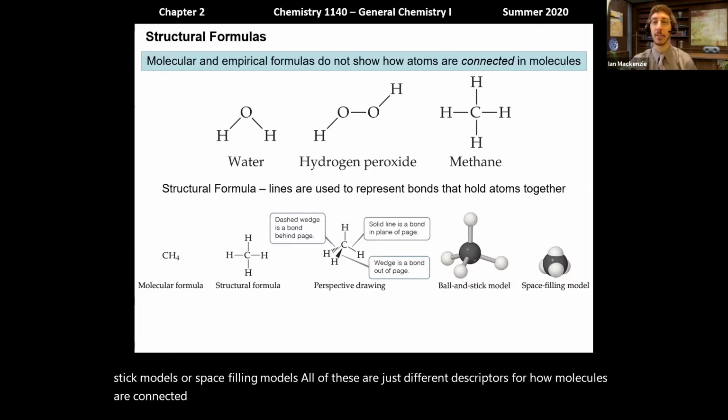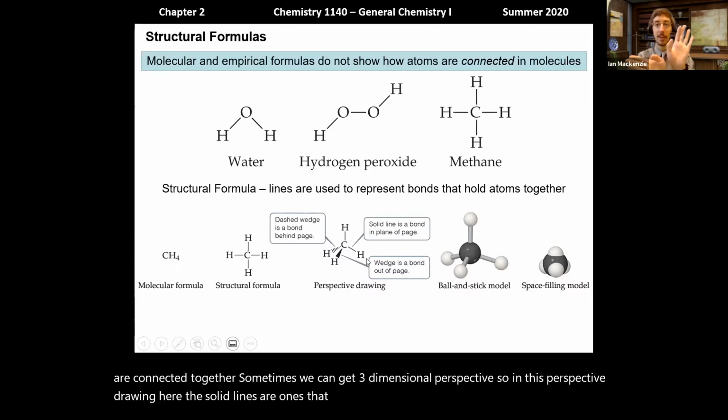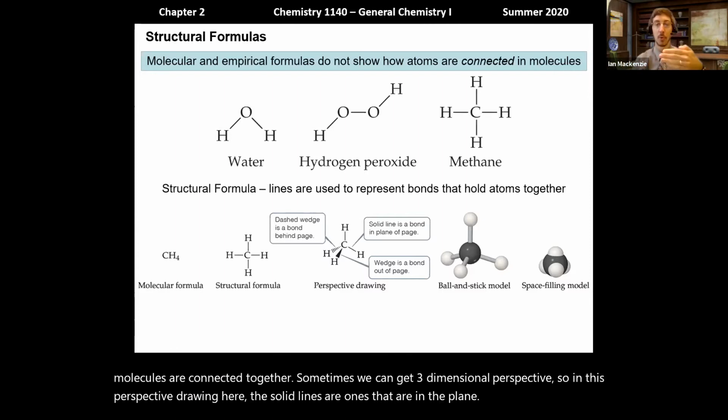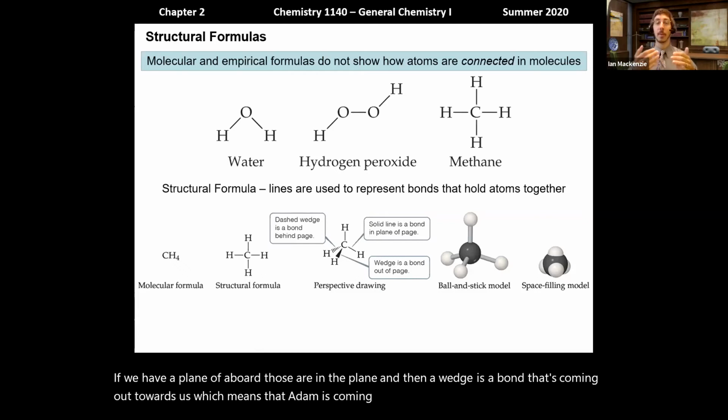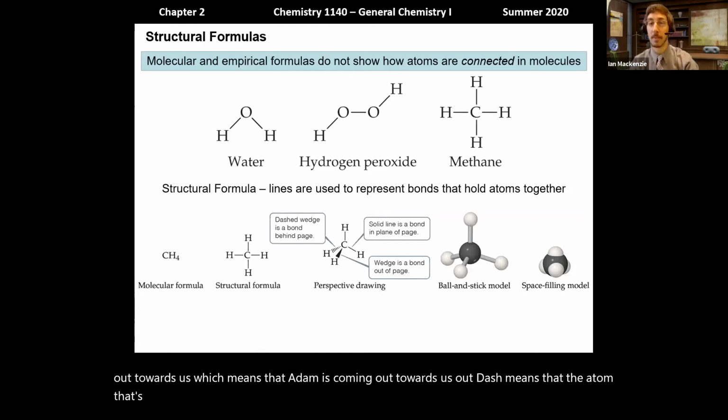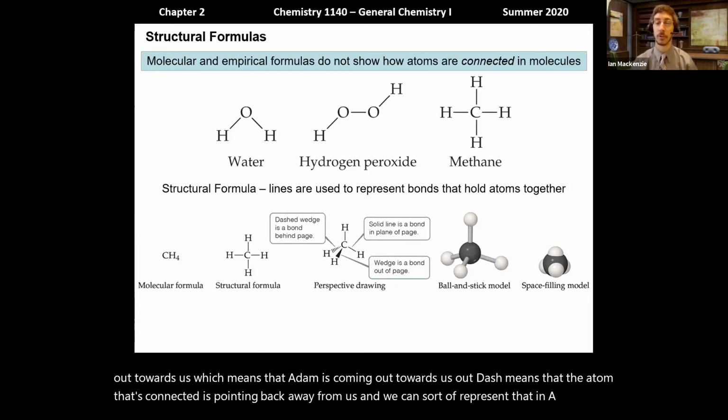Sometimes we can get three-dimensional perspective. So in this perspective drawing here, the solid lines are ones that are in the plane. If we have a plane of a board, those are in the plane. And then a wedge is a bond that's coming out towards us, which means that that atom is coming out towards us. Dash means that the atom that's connected is pointing back away from us. And we can sort of represent that in a ball and stick model as well, or space filling model.